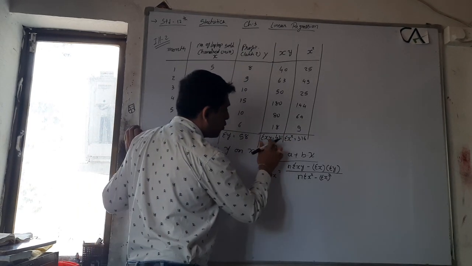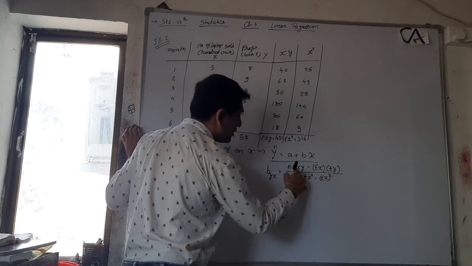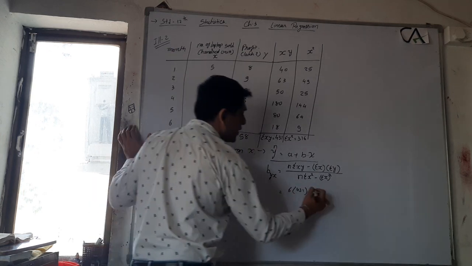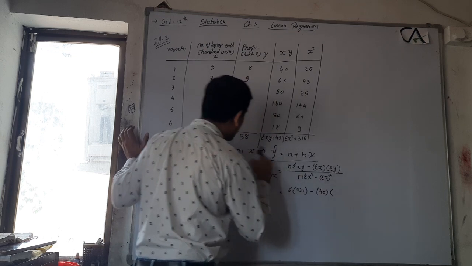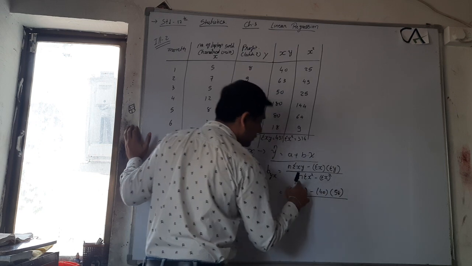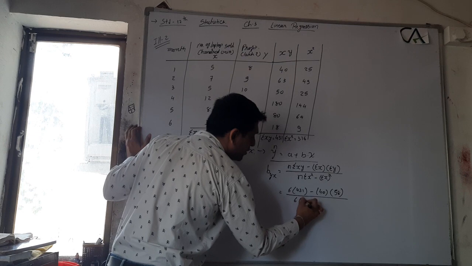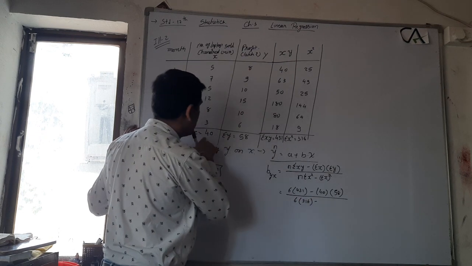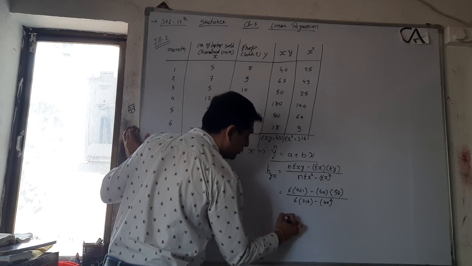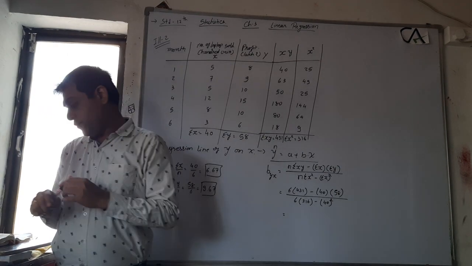Okay, so now put the value here. N is equal to 6, sigma xy 431 minus sigma x, that is 40, times sigma y, that is 58, whole upon n, that is 6, sigma x square, that is 316, minus sigma x whole square, that is 40 square. Now calculate these by yourself.